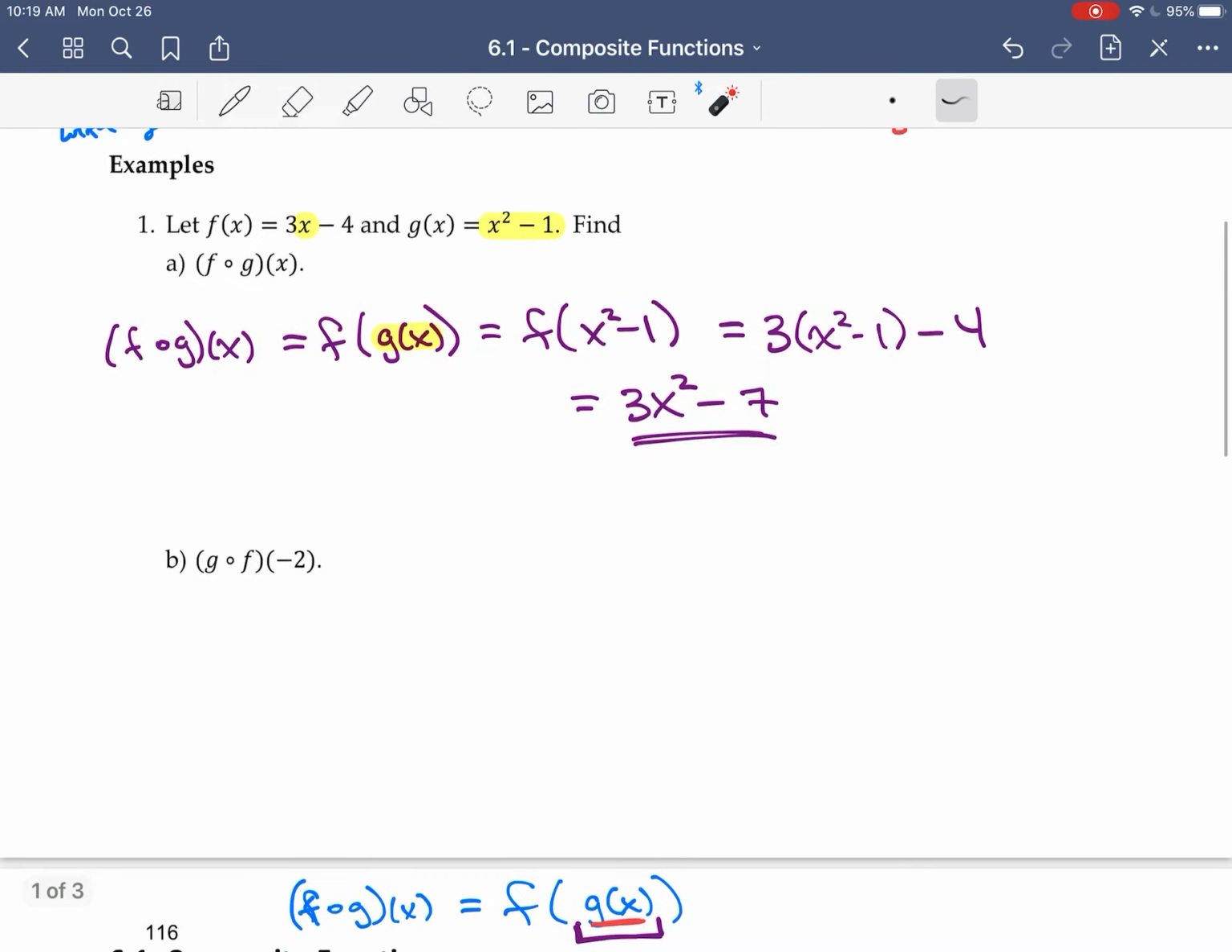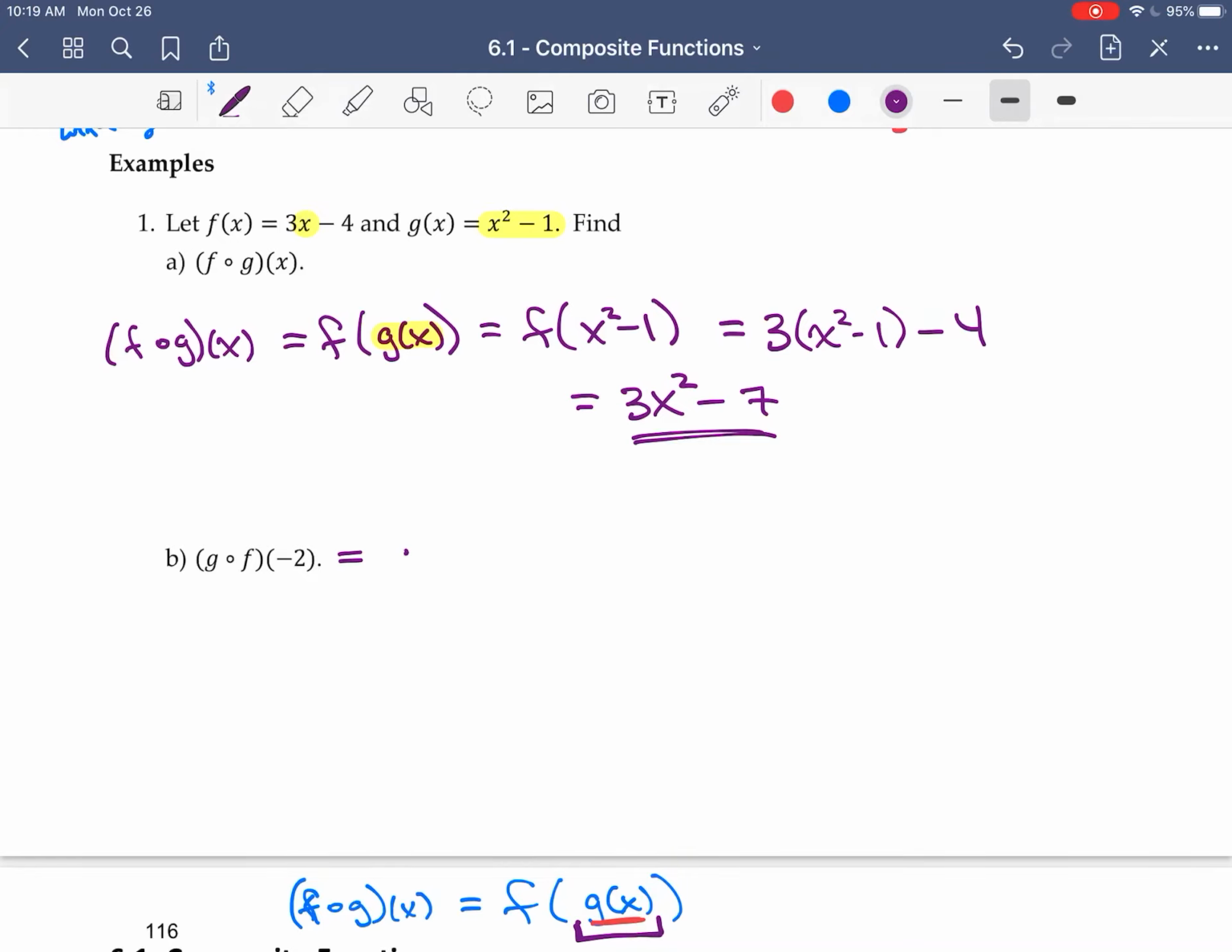So let's do an example here. We have f of x is 3x minus 4, and g of x is x squared minus 1. And in part b here, we want g composed with f of negative 2. So that's actually g of f of negative 2. So it might be useful to figure out what is f of negative 2.